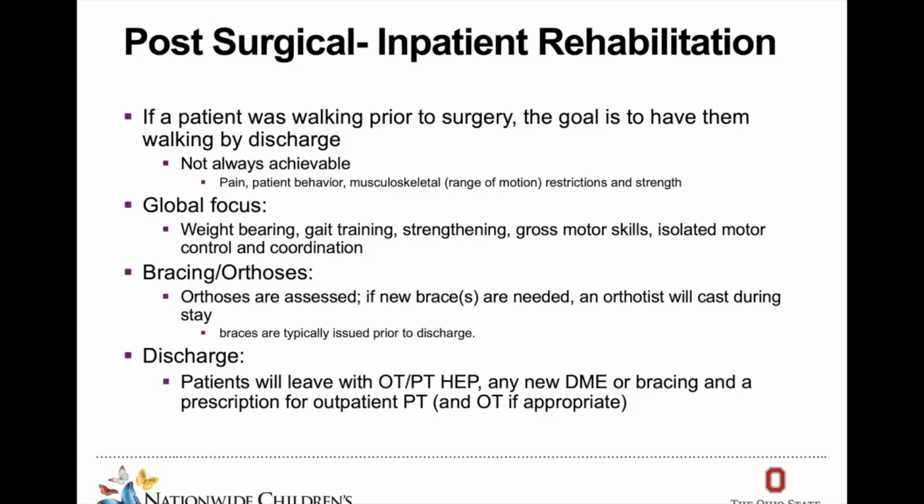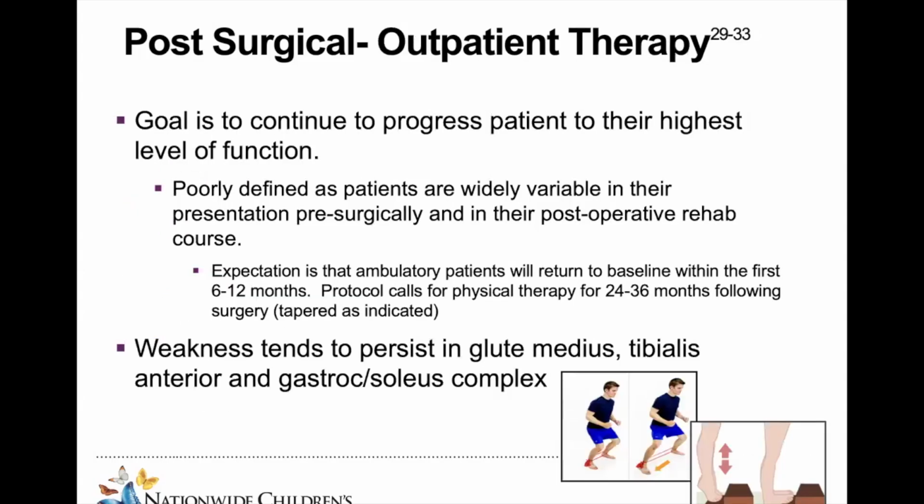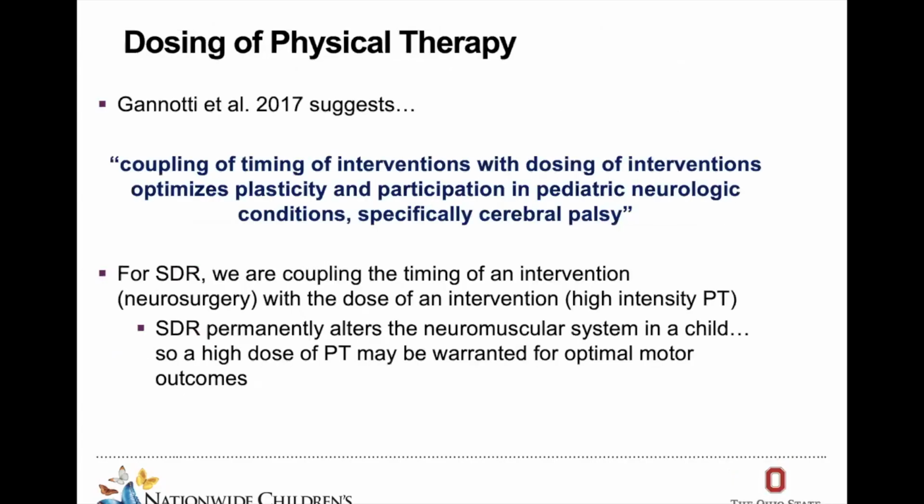And we have an extensive outpatient therapy program where we help the patients who undergo a rhizotomy with PT and OT, depending on whether they are a GMFCS ambulatory child or a wheelchair-bound kid. The goal is to continue to progress patients to their highest level of function. This is poorly defined as patients are widely variable in their presentation pre-surgically. The expectation is that ambulatory patients will return to baseline within 6 to 12 months. Protocols call for physical therapy for 24 to 36 months following surgery, tapered as indicated. Weakness for these patients tends to persist in the glutes, tibialis anterior, and gastroc, or the posterior chain.